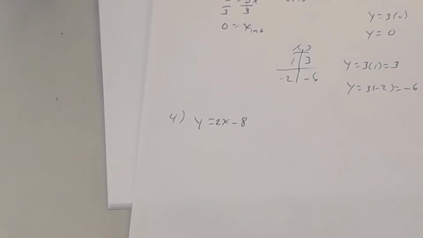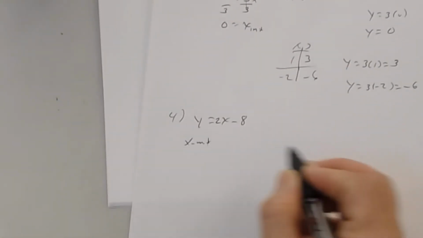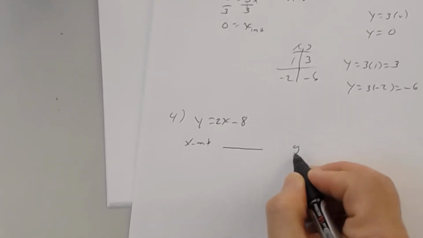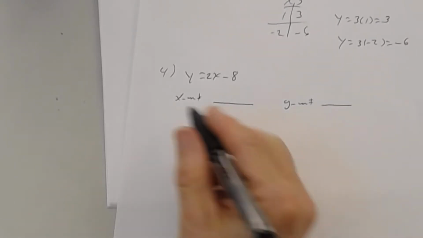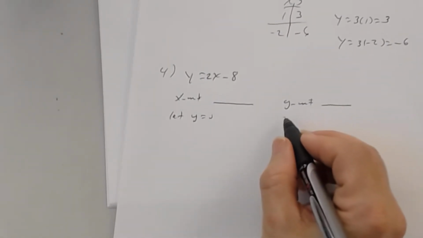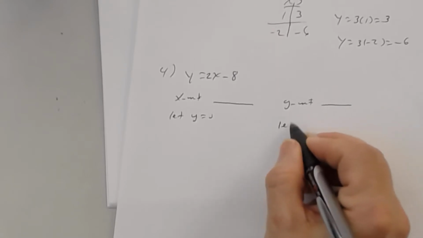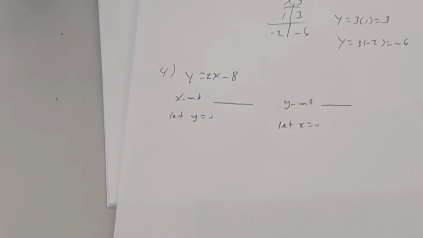All right? Okay. So let's find the x and y intercept. X-intercept, y-intercept. Okay, to find the x-intercept, you're going to let y equals 0, and to find the y-intercept, you're going to let x equals 0. I'm going to do the y-intercept first. That one's easier to figure out.